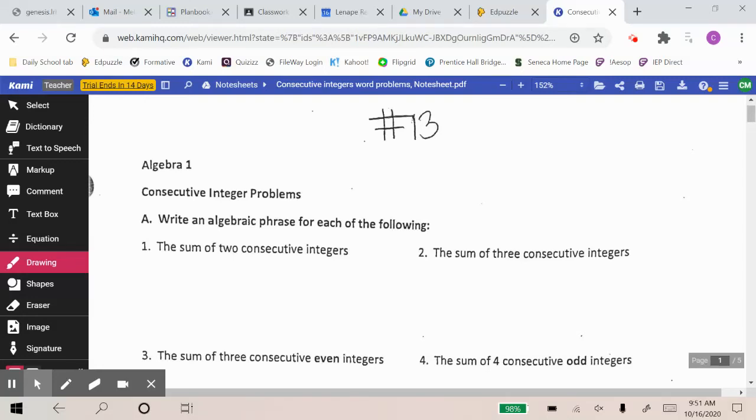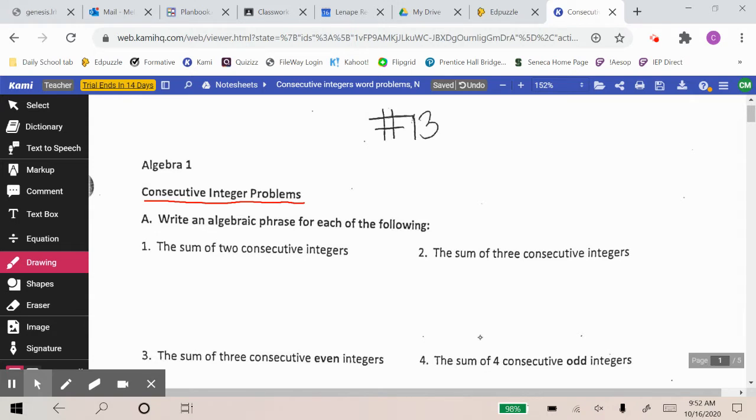All right, guys, in this video, we're going to do a quick intro of how to do consecutive integer word problems. All right, and really what this is just going to go over is how to get the setup. We've been working on word problems now for about a week, and the main thing is getting the setup and figuring out what is X.